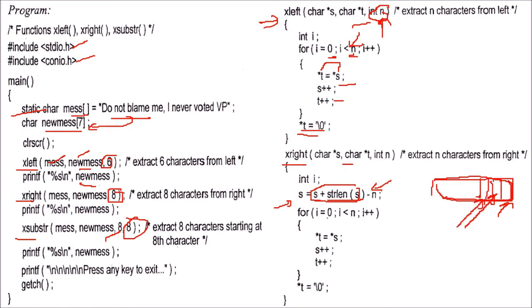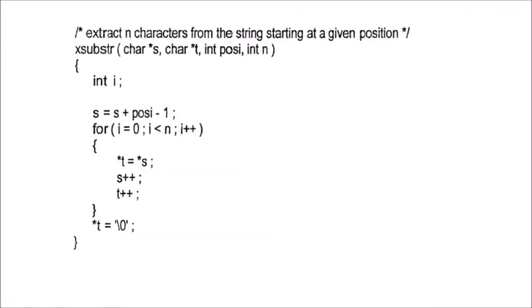So how? Again, we have to go from 0 to n. We start from this position because we have already reached it, and we wanted n characters from here. So this S is assigned to T, S plus plus, T plus plus, this code lies here. This is reading from the first location. This is reading from the location from where we can extract n. So this is the code for reaching this point. And again, last we have to put \0. This is the code for X substring.